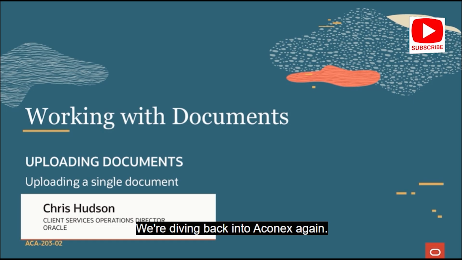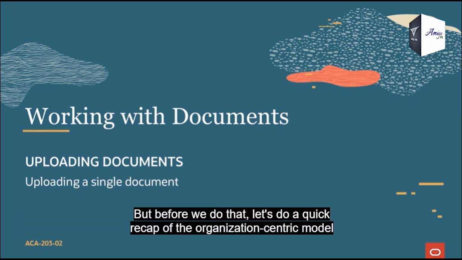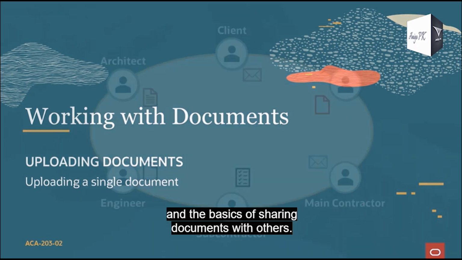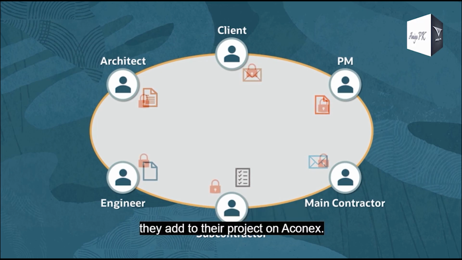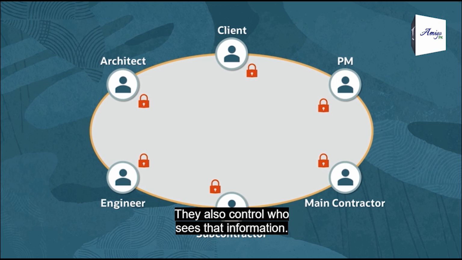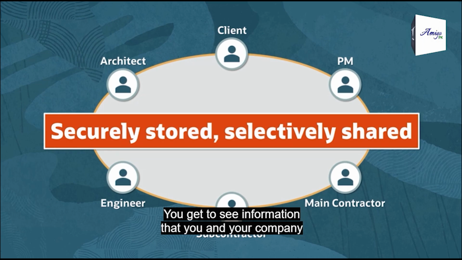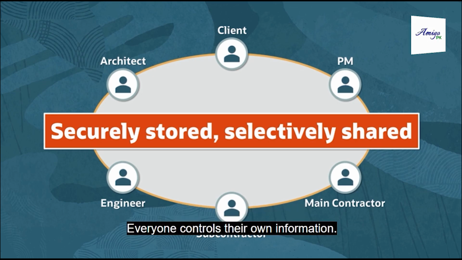We're diving back into Aconex again, but before we do that, let's do a quick recap of the organisation-centric model and the basics of sharing documents with others. Each company or organisation controls what information they add to their project on Aconex. They also control who sees that information. Nobody gets to see everything. You get to see information that you and your company add, along with information sent to you and your company by others. Everyone controls their own information.